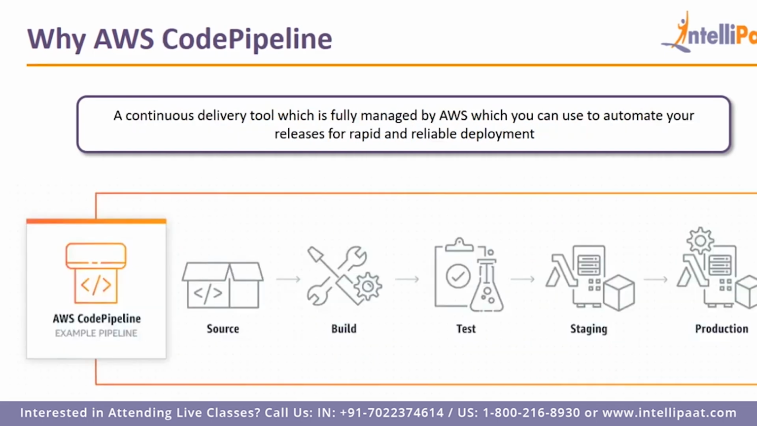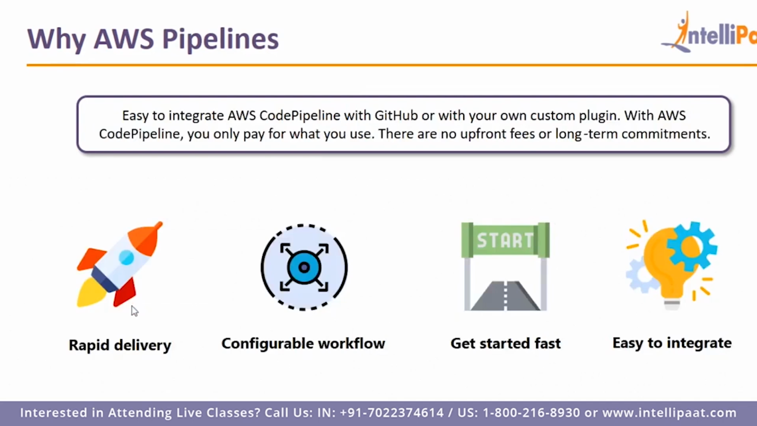And then, so you can see over here, it is easy to integrate AWS Code Pipeline with GitHub or with your own custom plugin. So you can integrate GitHub and Code Pipeline easily. You can just click on connect to GitHub. There is an option for that. Or you can use your own custom plugin, like you would have created something in Bitbucket or any other version control tool. You can even use that.